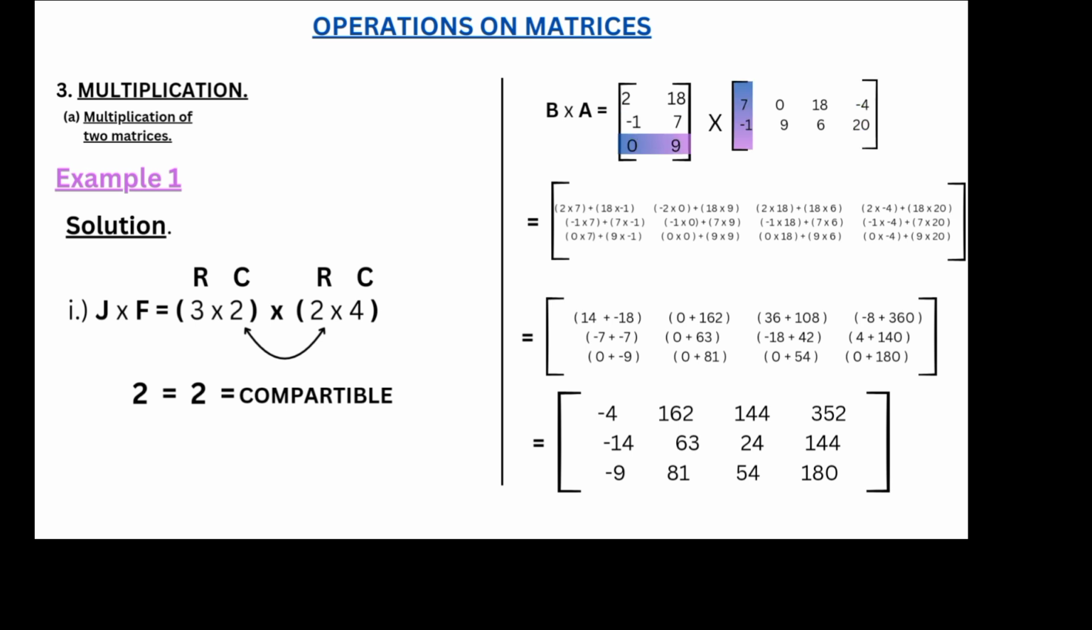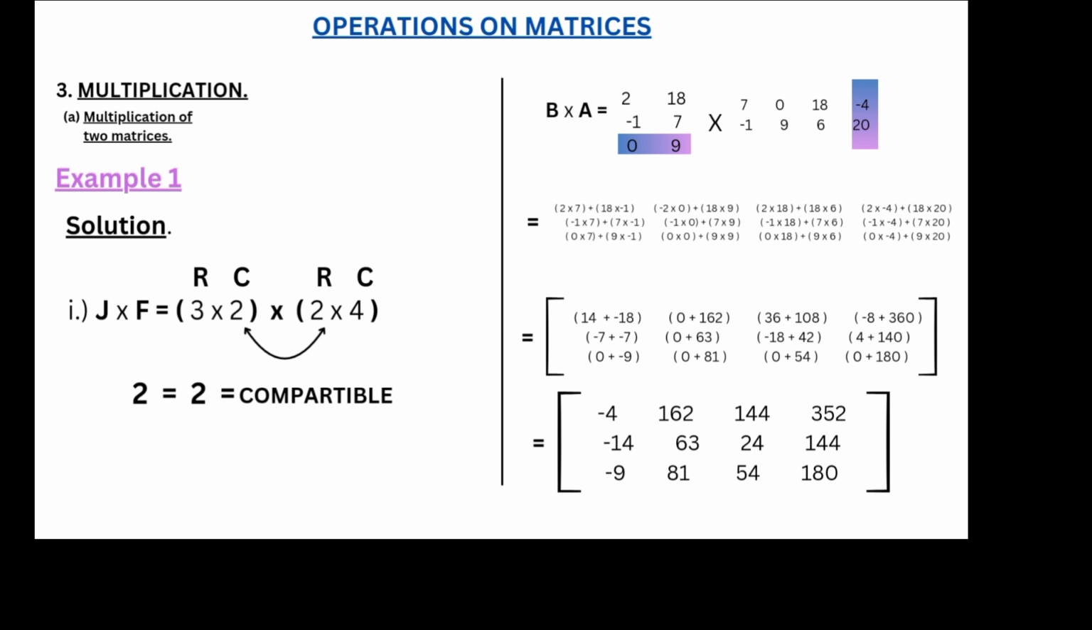0 times 7 plus 9 times negative 1. 0 times 0 plus 9 times 9. 0 times 18 plus 9 times 6. 0 times negative 4 plus 9 times 20. So 2 times 7 is 14 plus 18 times negative 1 is negative 18. 2 times 0 is 0. 18 times 9 is 162. 2 times 18 is 36 plus 18 times 6 is 108. 2 times negative 4 is negative 8 plus 18 times 20 is 360.